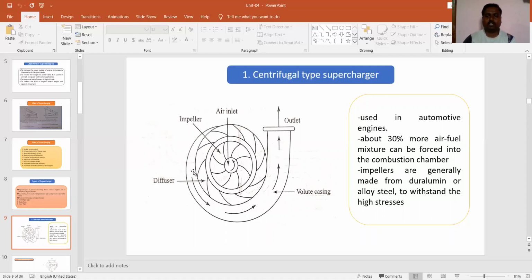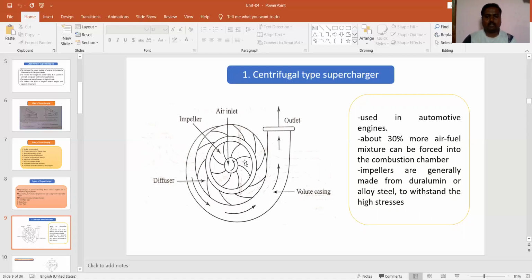The centrifugal type supercharger consists of different parts. First one is the impeller, which is mounted over the shaft which is connected to the motor. Second is the diffuser. This assembly, that is shaft, impeller and diffuser, is located in an outer casing. This casing is known as volute casing, according to its shape.